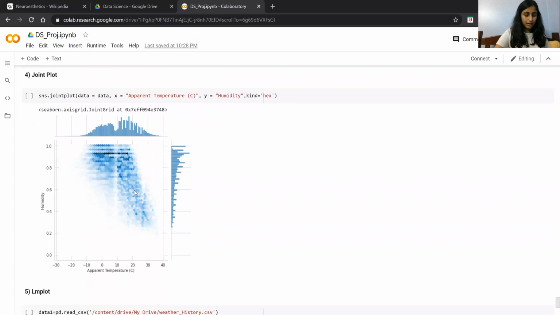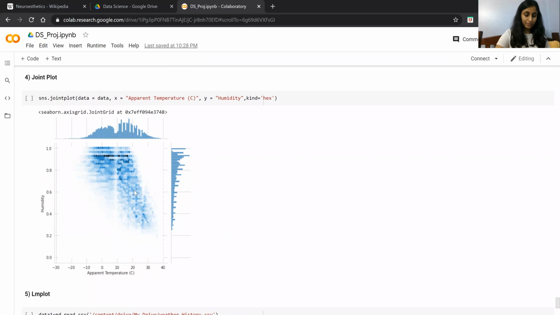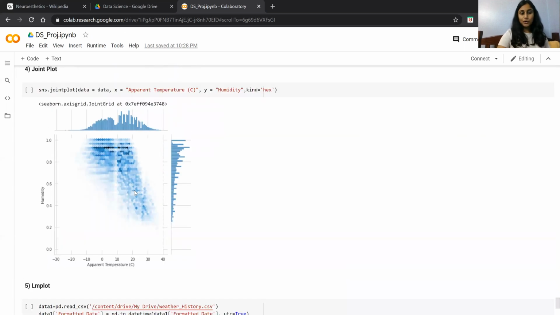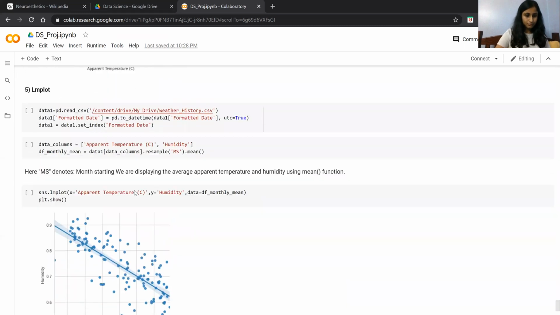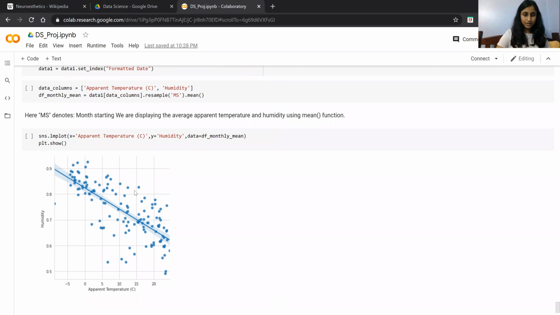Right. The next one is the joint plot. The joint plot displays the relationship between two variables, bivariate, as well as univariate variables. This plot is a convenience class that wraps the joint grid. So we plot a joint plot for humidity versus apparent temperature. Right. Next is the LM plot. The LM plot is just used to show the relationship between humidity and apparent temperature.